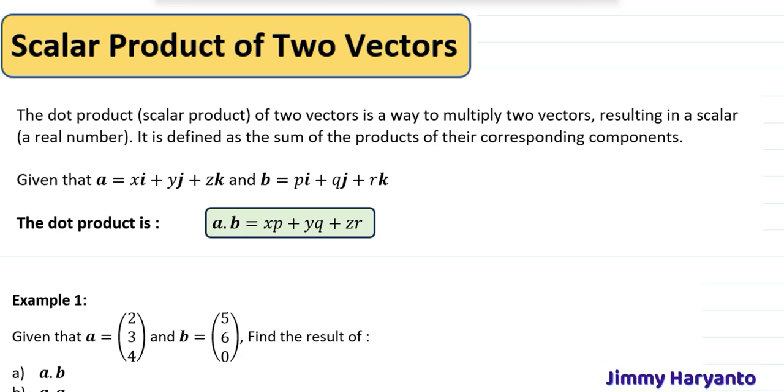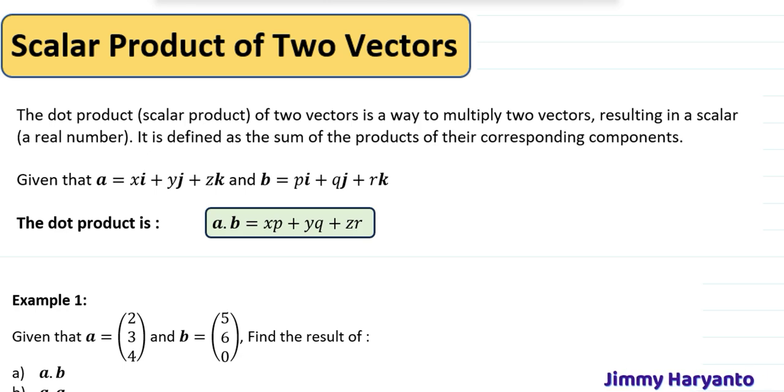To multiply them, we can use these rules, which is A times B equals x times p, which is the component of i, multiplied like this, and then plus y times q, the component of j, and then plus z times r, with the component of k. So you only have to multiply the coefficient of each component, literally, yeah.